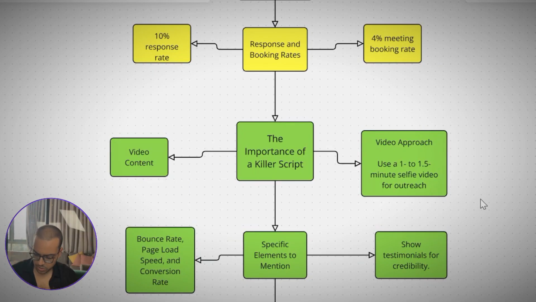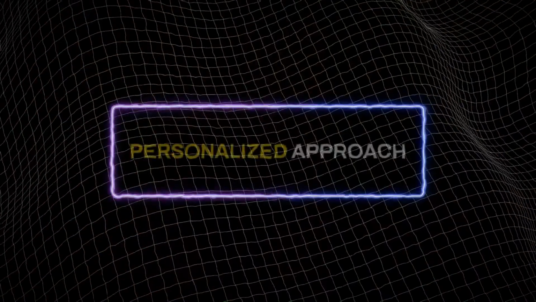Inside the video that you're going to shoot, it's basically a quick 1 minute to 90-second selfie video that you're going to shoot with your phone. And you're going to send the same video to all these businesses. You're not going to record a video for every business. It's going to be impossible to scale using that personalized approach.